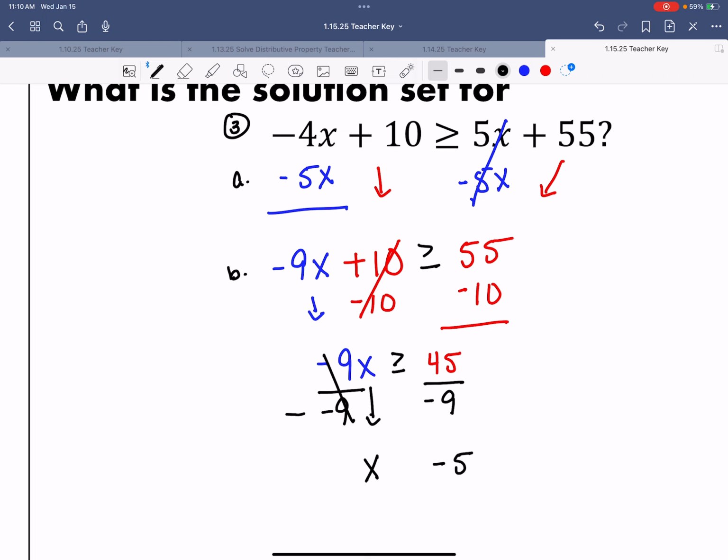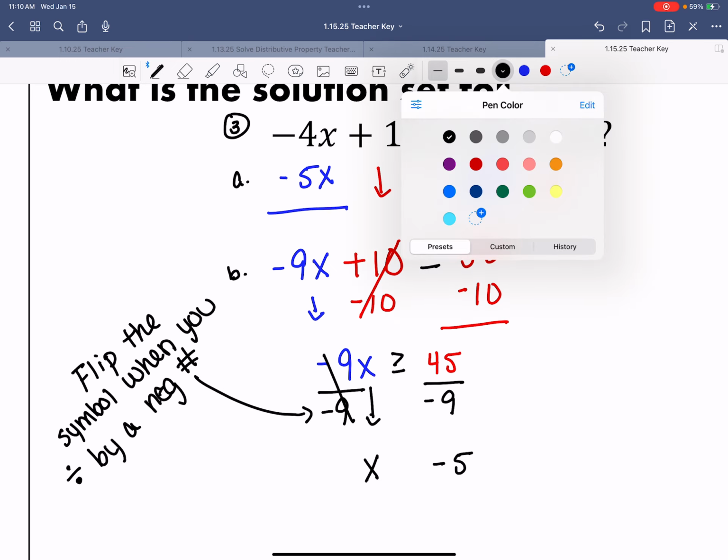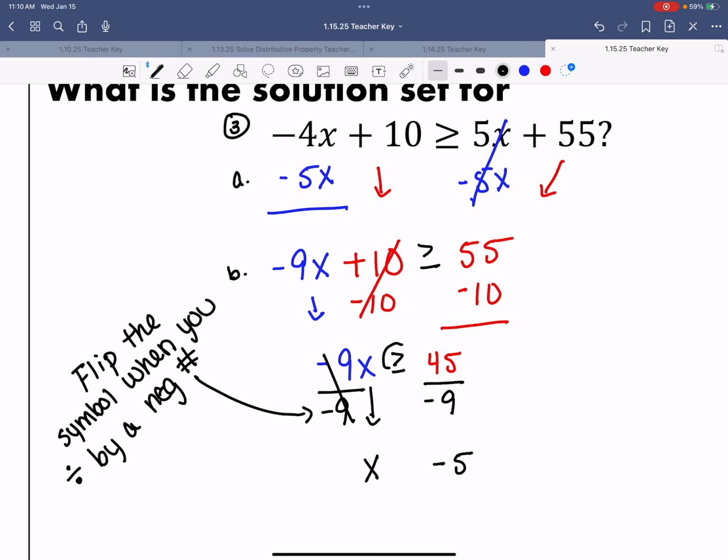Now I'm going to pause, and I'm going to make a little note. You flip the symbol when you divide by a negative number. So what that means is this symbol right here is going to flip the other way. So instead of being greater than, it now becomes less than, but it stays equal to. And this will be your final answer.